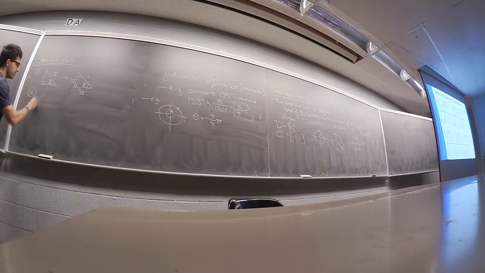Another special triangle. I said isosceles right, not equilateral. This is an equilateral triangle: 60 degrees, 60 degrees, 60 degrees, or pi over 3. If I drop this perpendicular down, I get pi over 6 up here, and I get a right angle here.